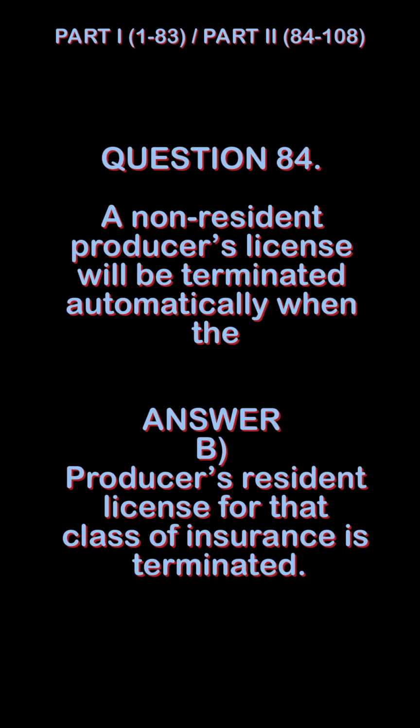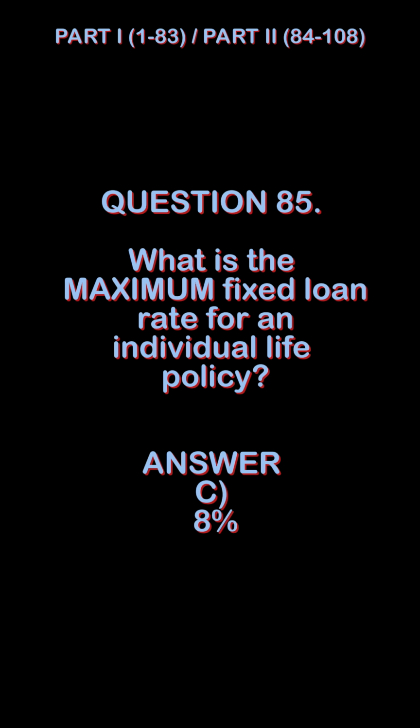Question 84. A non-resident producer's license will be terminated automatically when the. Answer: B. Producer's resident license for that class of insurance is terminated. Question 85. What is the maximum fixed loan rate for an individual life policy? Answer: C. 8%.